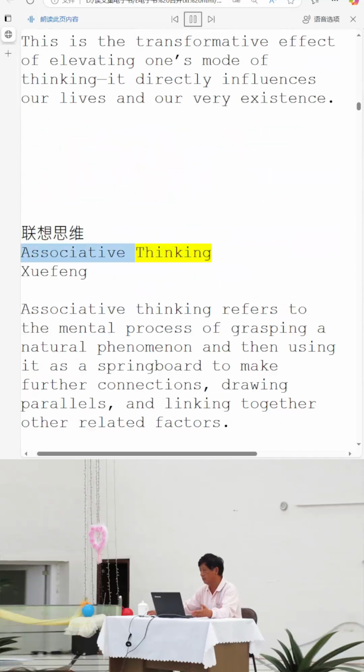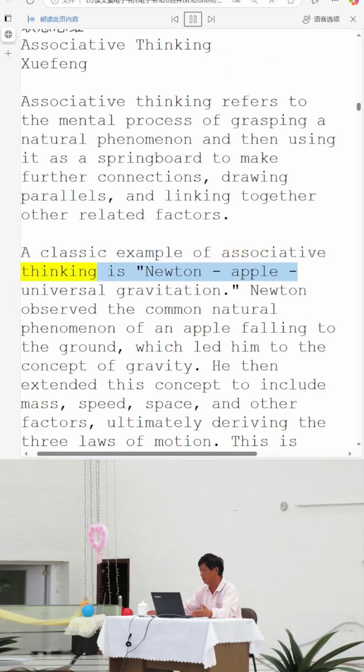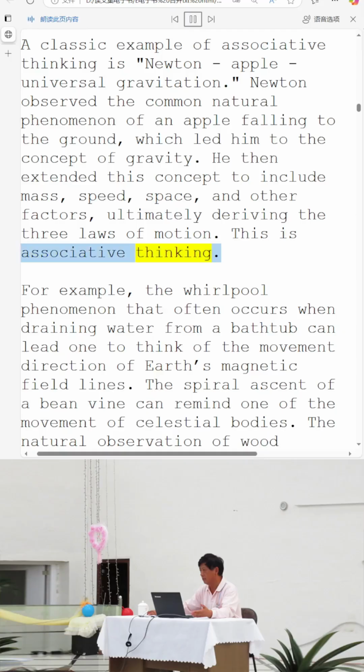Associative thinking. Associative thinking refers to the mental process of grasping a natural phenomenon and then using it as a springboard to make further connections, drawing parallels, and linking together other related factors. A classic example of associative thinking is Newton, Apple, universal gravitation. Newton observed the common natural phenomenon of an apple falling to the ground, which led him to the concept of gravity. He then extended this concept to include mass, speed, space, and other factors, ultimately deriving the three laws of motion. This is associative thinking.